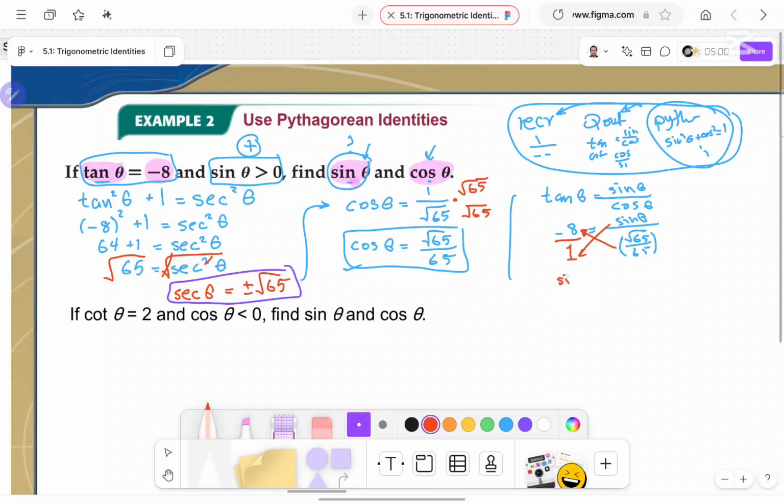So now sine theta times 1 is sine theta, equal to negative 8 times square root of 65 over 65. If you remember, when the denominator is a fraction times a number, we multiply the number with the numerator only. So it's equal to negative 8 square root of 65 over 65. Can I simplify this? No, because 8 doesn't divide 65, so we get a fraction. This one is the final answer. So I have cosine and I have sine. Done and done.